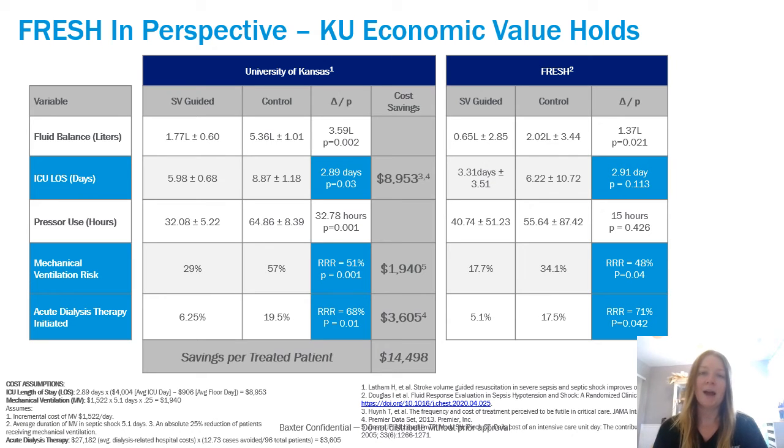Now, looking back at our retrospective study that was done in 2017 at KU, there are a lot of similarities when it came to our outcomes. Again, you can tell we had less fluid balance when we looked at a stroke volume guided approach. We also had 3 fewer days in the ICU. We had less vasopressor usage. Mechanical ventilation was cut in half. And again, acute dialysis was cut by two thirds. So the way that we administer IV fluids really makes a difference when it comes to our patient outcomes, as well as the economic value.